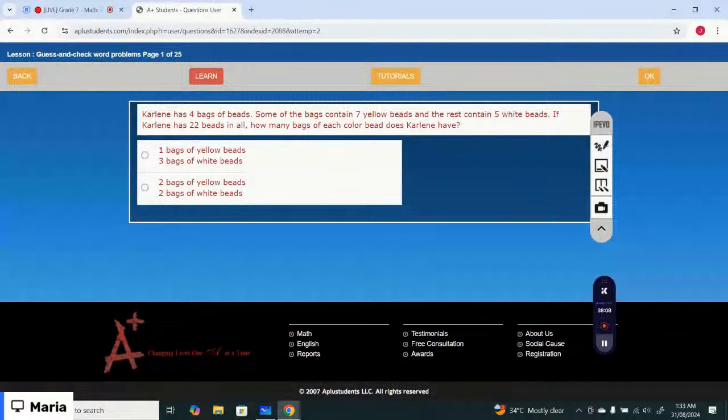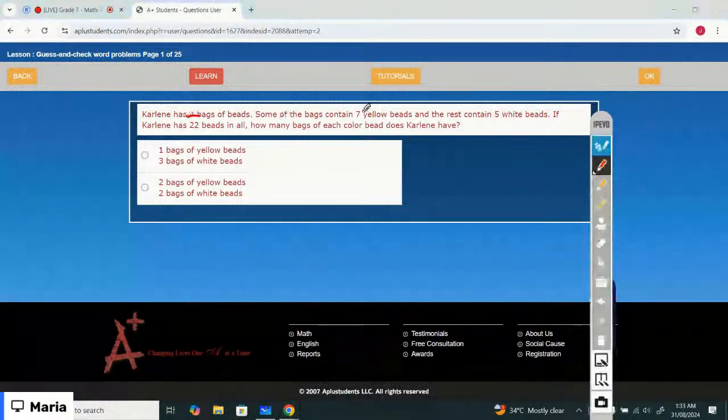Okay, so he has 4 bags, right? And some have 7 yellow beads and the rest contain 5 white beads, right? For example, 7 yellow and 5 white beads, and the total is 22 beads, right? He selected 4.